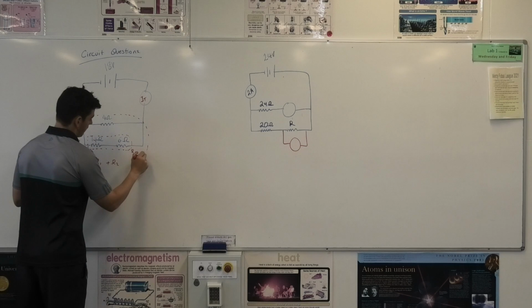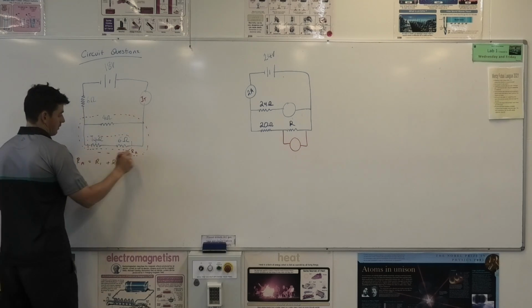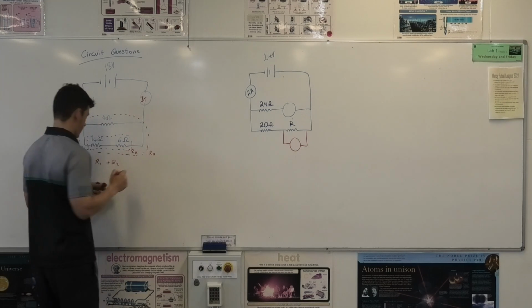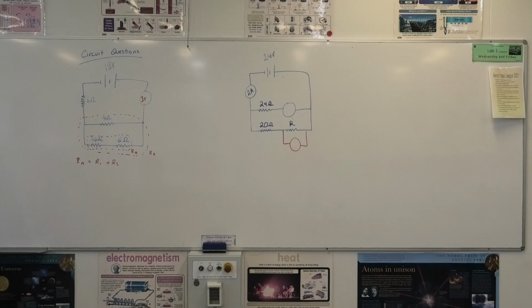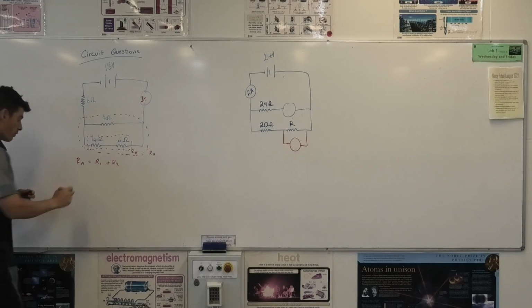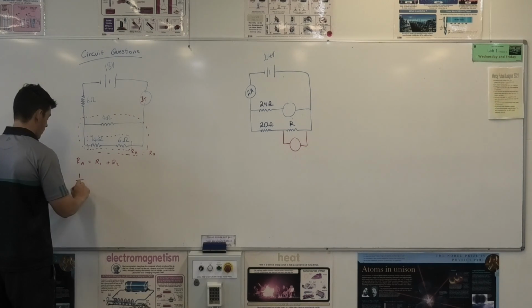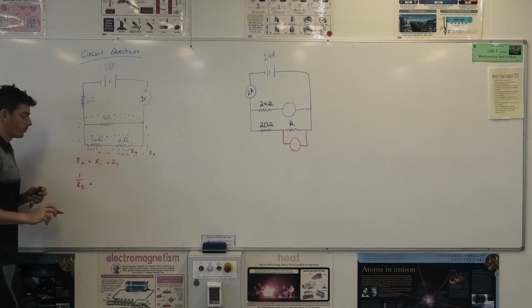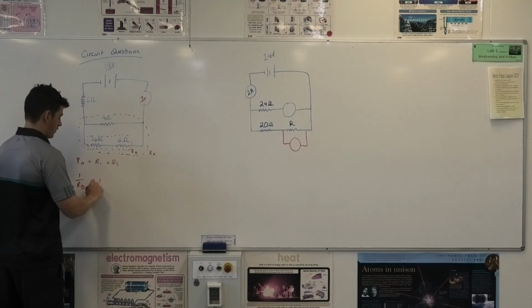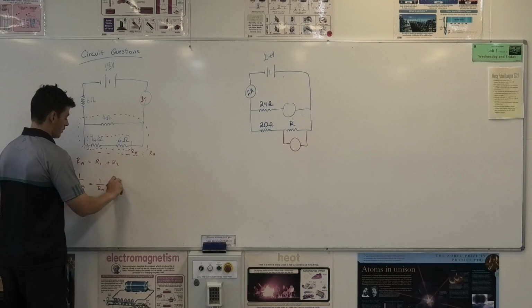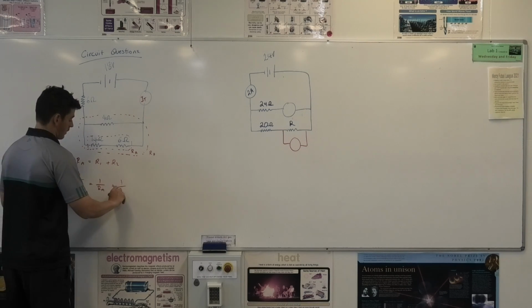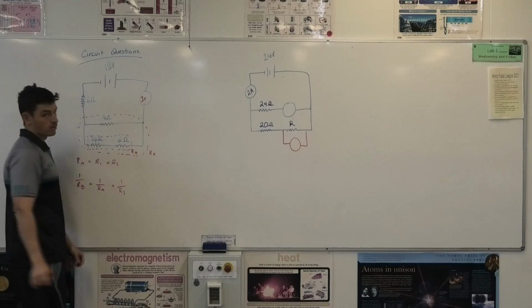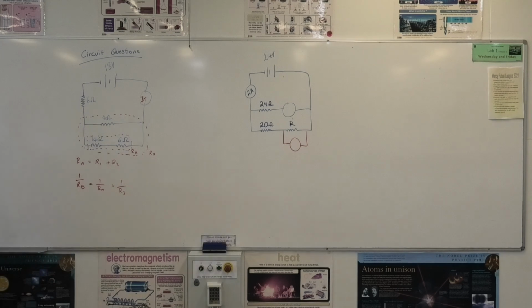Very creative, RB. How are those resistors connected? Parallel. So we would write the parallel equation. 1 on RB equals 1 over R1, 1 over RA plus 1 over RB. Let's just call this one R3. So it's just about filling those values in.